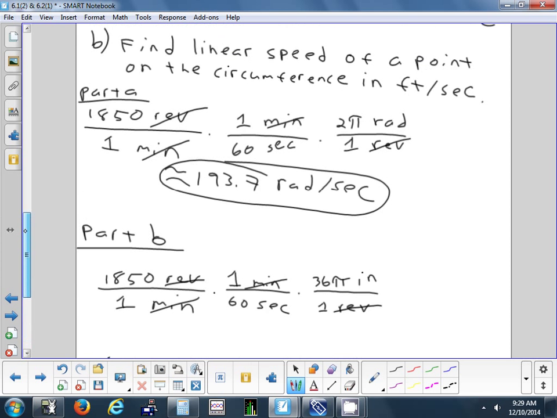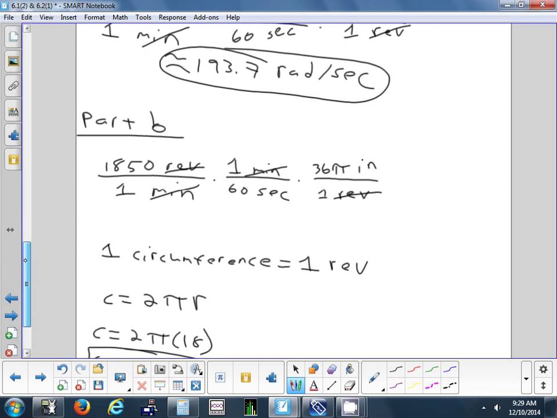Okay, and ultimately we want to get to feet. So now how do we change inches to feet? Josh? 1 foot is 12 inches. Yep, in 1 foot, 12 inches. Inches, inches. Okay, so if you look at your units, you're left with feet in the top and then seconds in the bottom.